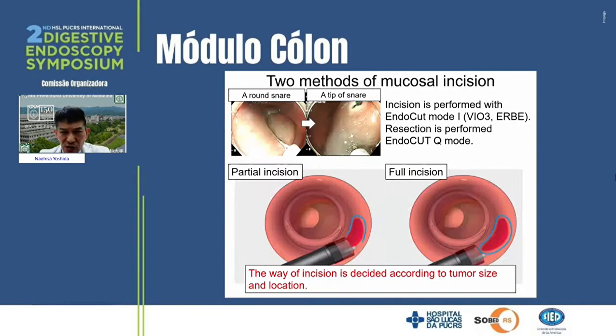And there are two methods of mucosal incision. Of course, full incision is a good method for achieving en bloc dissection. However, for a smaller region or a region in a good location, partial incision is sometimes enough for achieving good snaring. And for mucosal incision, please use end cut mode. I recommend end cut mode I in Bio 3 in ORV.